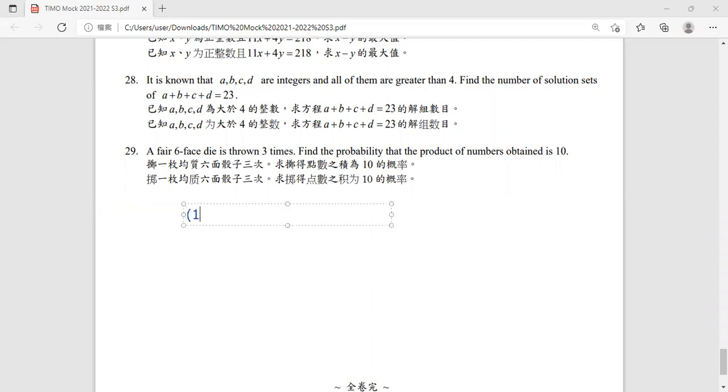So you must exactly have 1, 2, and 5 in the flow, because only 1 times 2 times 5 is equal to 10. Only this combo. But how many times can I have 1, 2, 5 here?